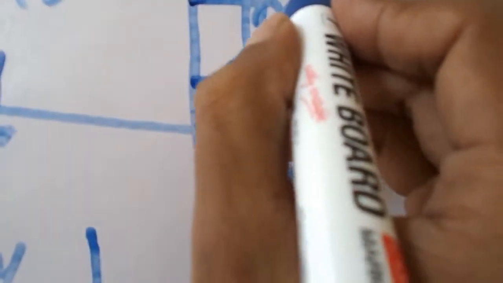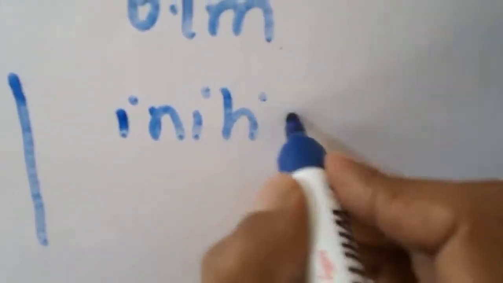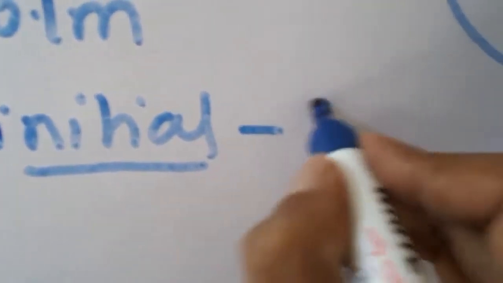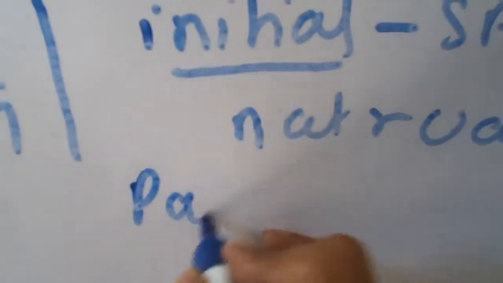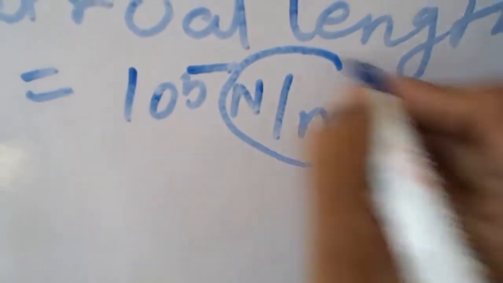And here, initial pressure, since initially the spring is in its natural state. Okay, natural length. Initially the spring is in natural length. And atmospheric pressure P atmospheric is 10 to the power 5 Newton per meter square. Okay, this is called Pascal unit. So 10 to the power 5 Pascal.